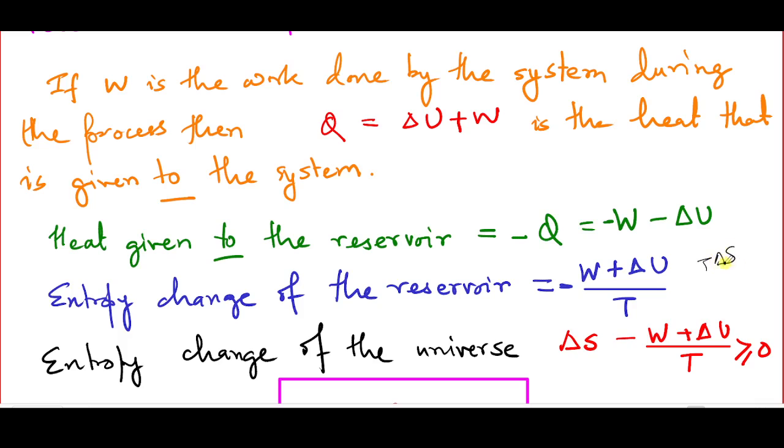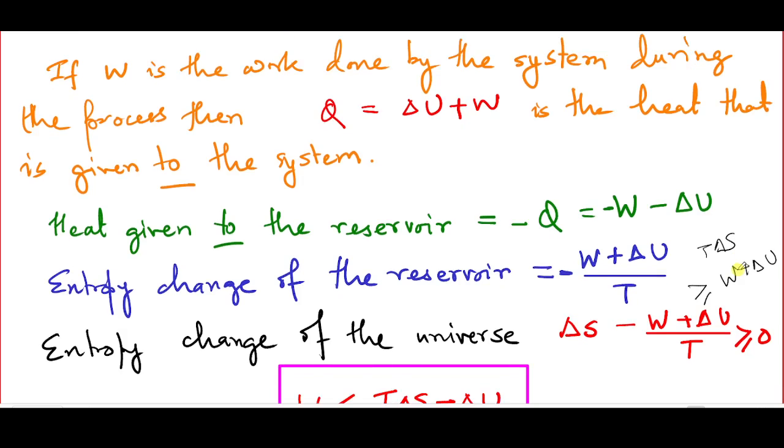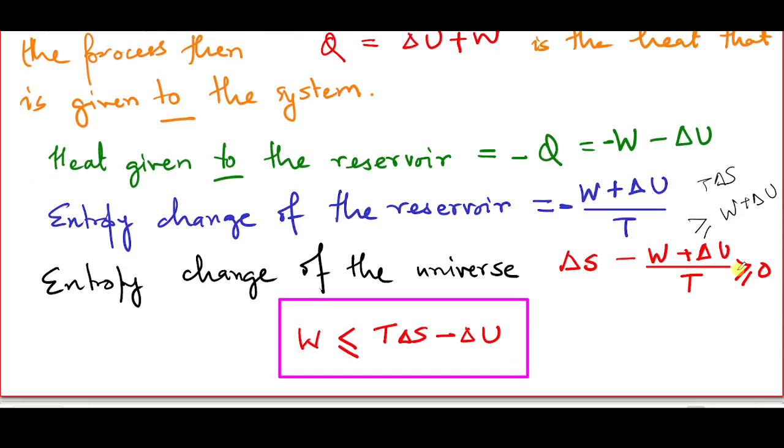Now this can of course be written simply as T delta S greater than or equal to W plus delta U. Remember, T is a positive quantity, so multiplying by that does not change the sign of the inequality, and we can now bring the delta U to the other side and end up with our theorem. The work which the system can do under circumstances when it's in thermal contact with a single reservoir at temperature T has to be less than T delta S minus delta U. You cannot get more work out of the system than this.